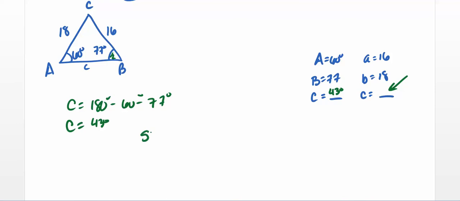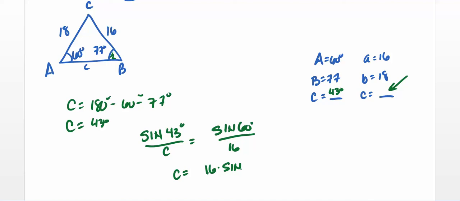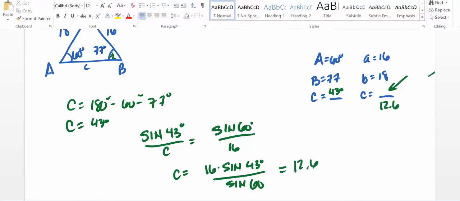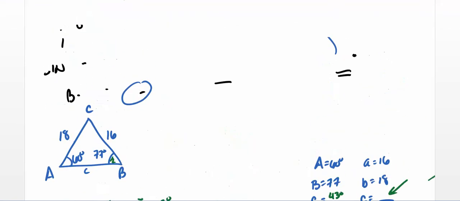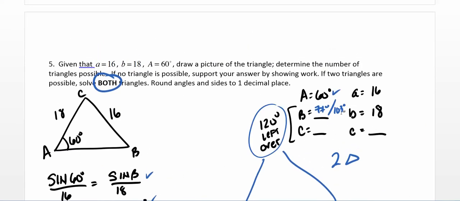Then all I have to do is get this side c. So I can go ahead and use the law of sines and say that the sine of 43 degrees divided by c has to be the sine of 60 degrees divided by 16. So c is going to be 16 times the sine of 43 degrees, all divided by sine 60. When you run through your calculator, you get about 12.6. So that's going to be 12.6. Now, the other triangle we're going to use is when B is equal to 103 degrees, we'll do that one next.